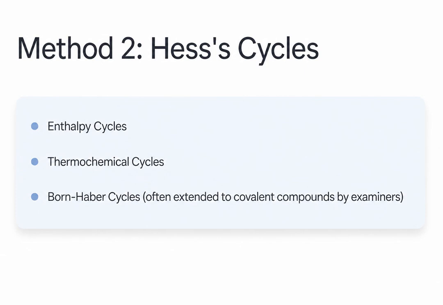Now let's look at our second method for solving these problems, Hess's cycles. You might see these referred to by a few different names depending on your examiner. They are also called enthalpy cycles or thermochemical cycles. Sometimes, examiners even incorporate them under the name Born-Haber cycles, which were originally developed for ionic solids but are frequently extended to covalent compounds as well.